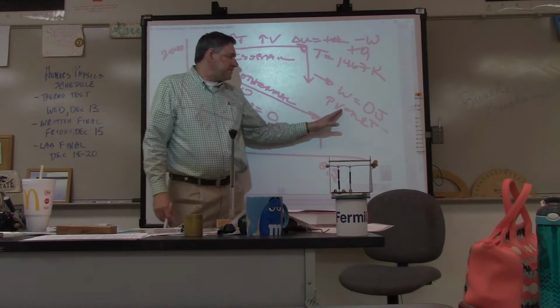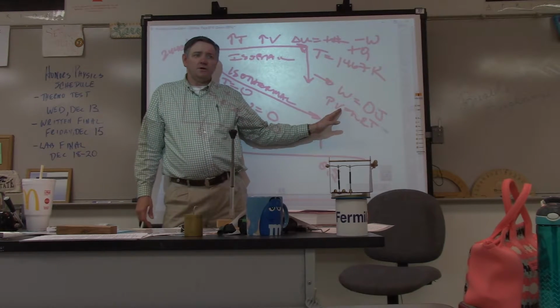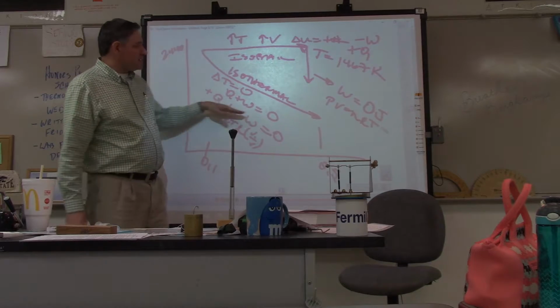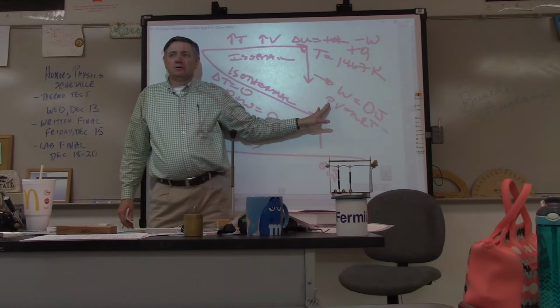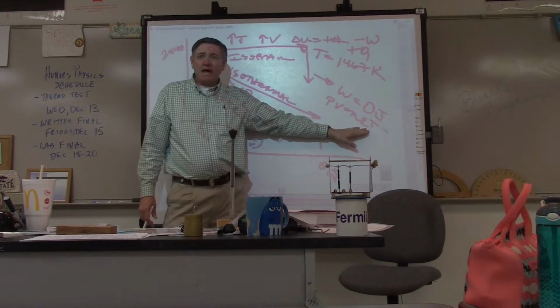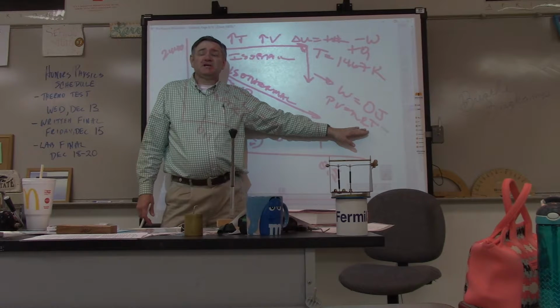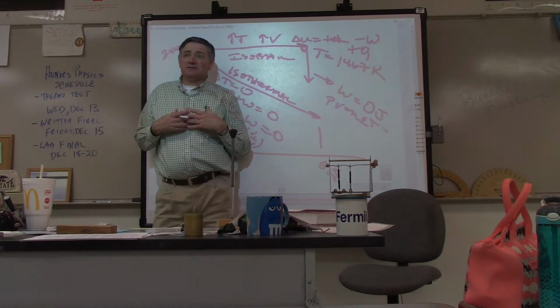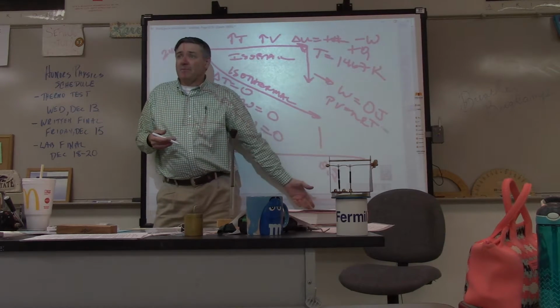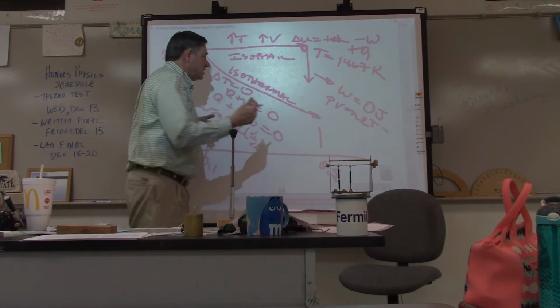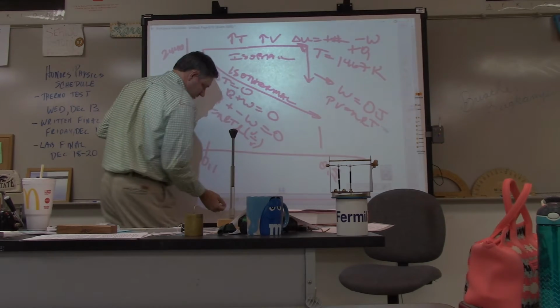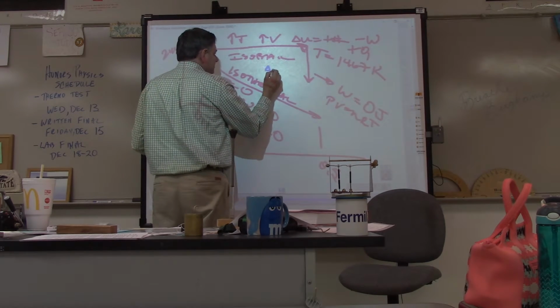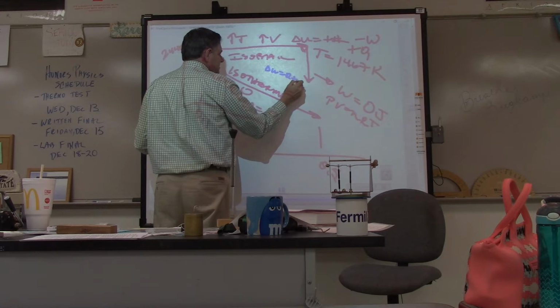As I go down, what's happening to my volume? Nothing. What's happening to my pressure? It goes down. So it's the only way this can happen. My temperature goes down. So in this case, I'm going to be taking energy out of the system. So I'm going to take that syringe and I'm going to put it in a cold bath. So when you look at this, on this line, okay, delta U is going to equal Q plus W.